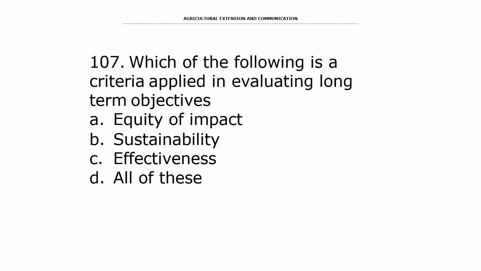Number 107. Which of the following is the criteria applied in evaluating long-term objectives? A. Equity of impact. B. Sustainability. C. Effectiveness. Or D. All of this. The answer is all of this.